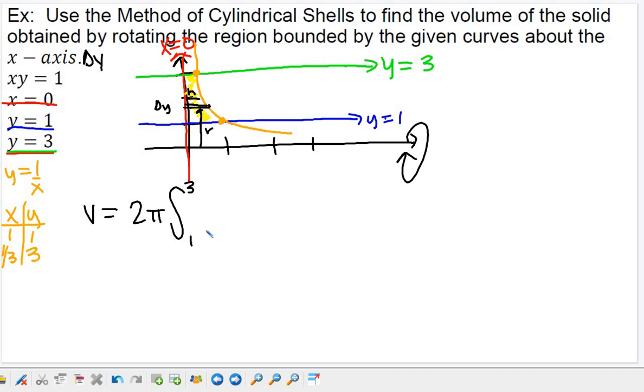Okay, my radius is my distance from my axis of rotation, which is y. My height is this distance here, which is this function, the orange function, in terms of y. So this is in terms of x, so to get this same function in terms of y, you just divide by y. So x is equal to 1 over y. So I have 1 over y. And then, of course, my delta y becomes dy.